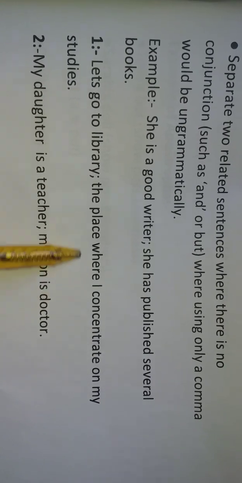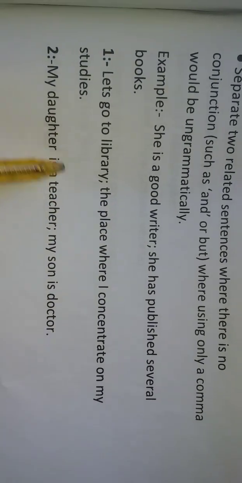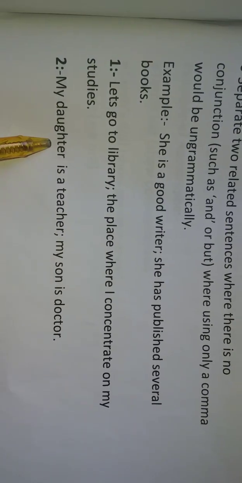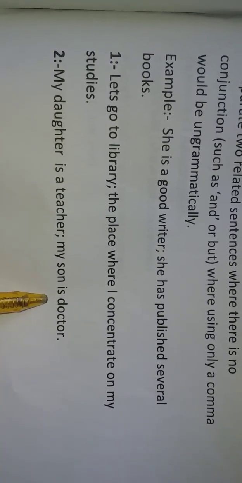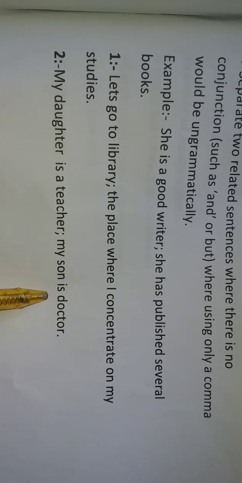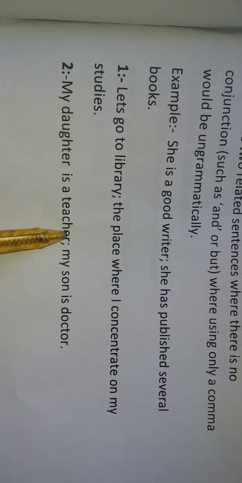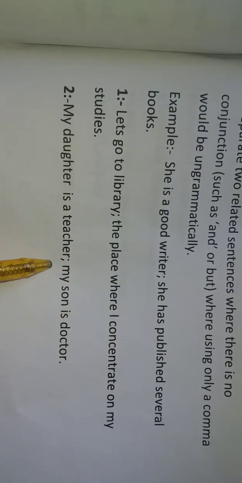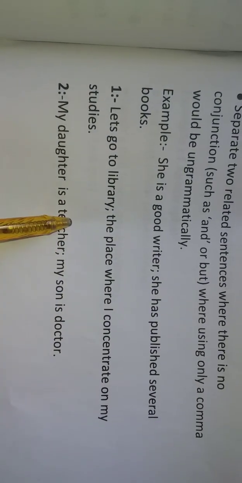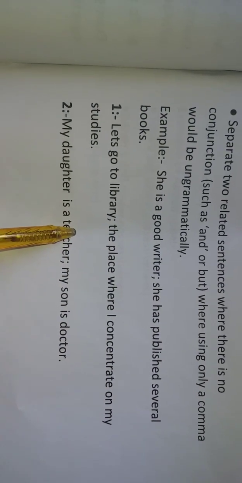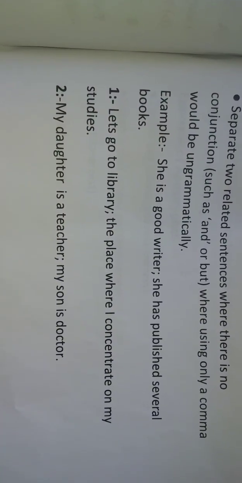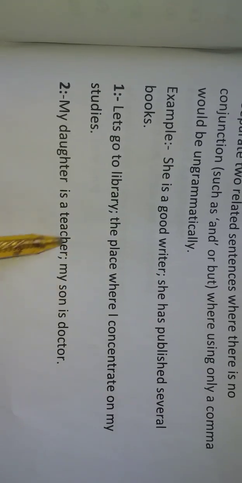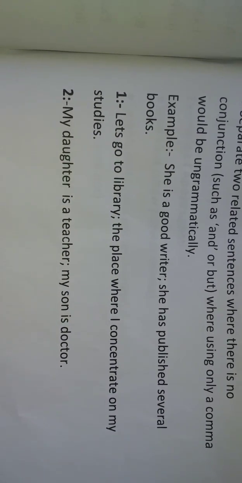They are two clauses, and we have to combine them with the semicolon. My daughter is a teacher; my son is a doctor. A mother or a father is telling us about their daughter and son in the same sentence, so they use a semicolon instead of a comma. But we can use a comma in our normal language, and we also use a conjunction here when we write a simple paragraph or something.